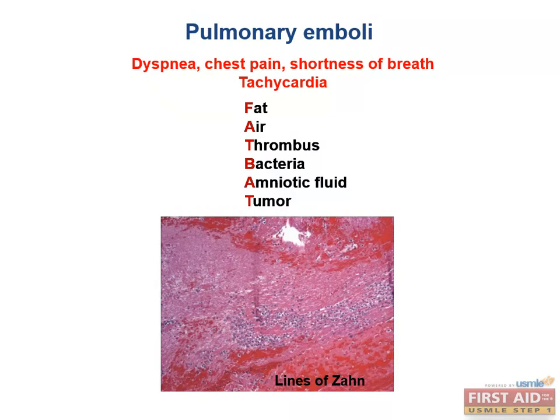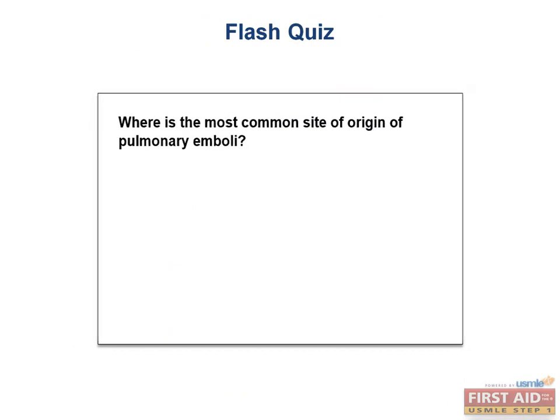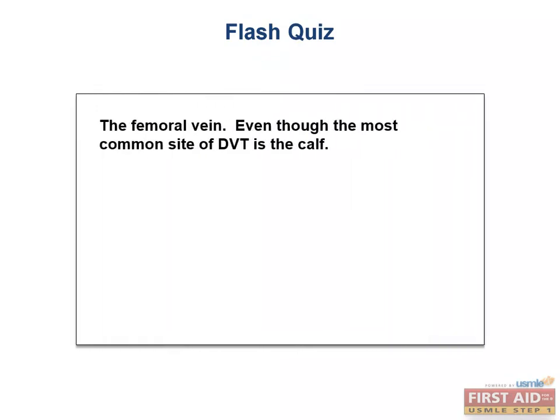The first step in diagnosing a pulmonary embolus involves a high degree of suspicion. In the ER, you will usually not see too much with a chest x-ray or an ECG. So a CT pulmonary angiography for visualizing the pulmonary vasculature is the test of choice. Where is the most common site of origin for pulmonary emboli? The femoral vein, even though the most common site of DVT is the calf.